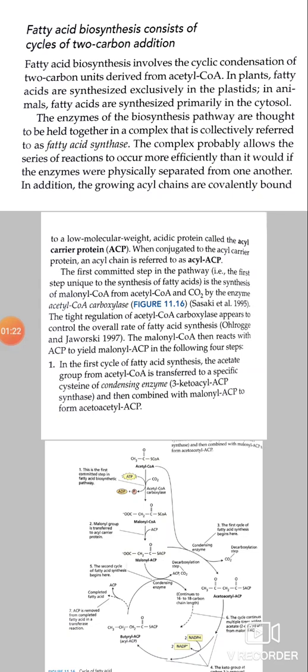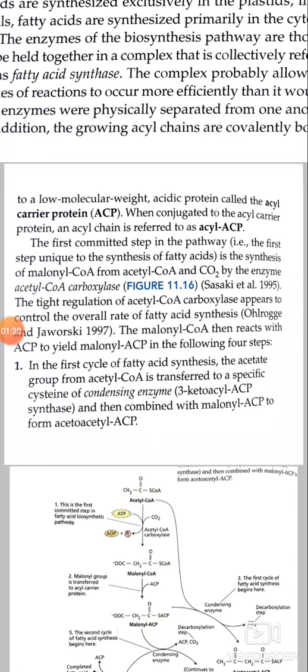In addition, the growing acyl chains are covalently bound to a low molecular weight acidic protein called the acyl carrier protein, ACP. When conjugated to the acyl carrier protein, an acyl chain is referred to as acyl ACP.